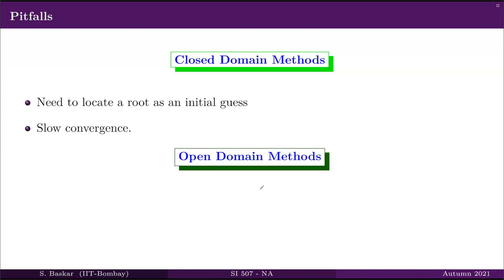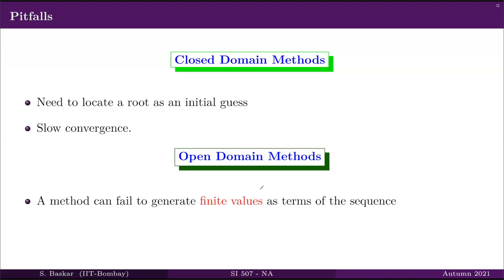Coming to open domain methods, they are practically more feasible because we don't need to locate the root in order to start the iteration process. Rather, we can take the initial guesses arbitrarily and go ahead with the calculation of the iteration. On the other hand, they have restricted convergence criteria. Their iterative sequence itself may not be well defined, and even if the sequence is well defined, the sequence may not converge. Well, there are many reasons why they may not converge.